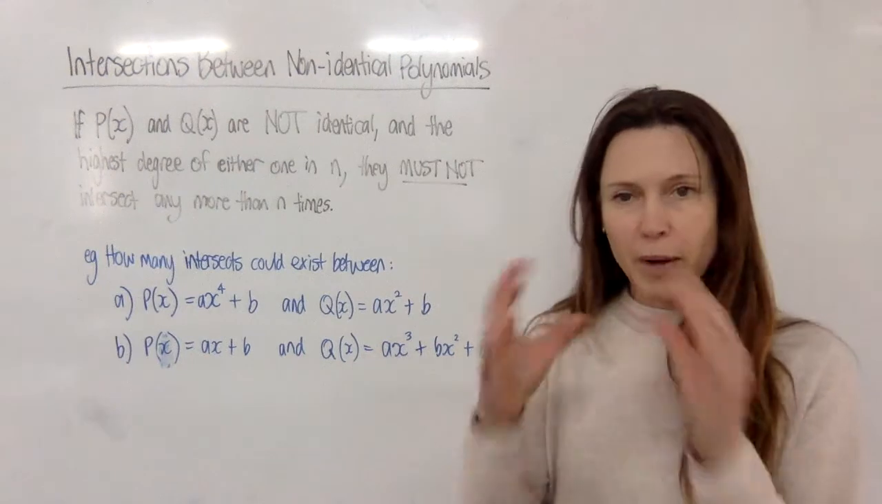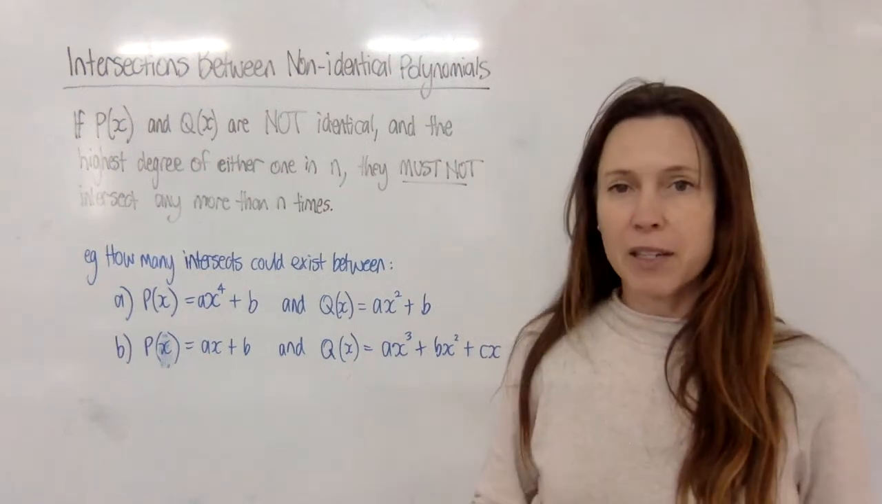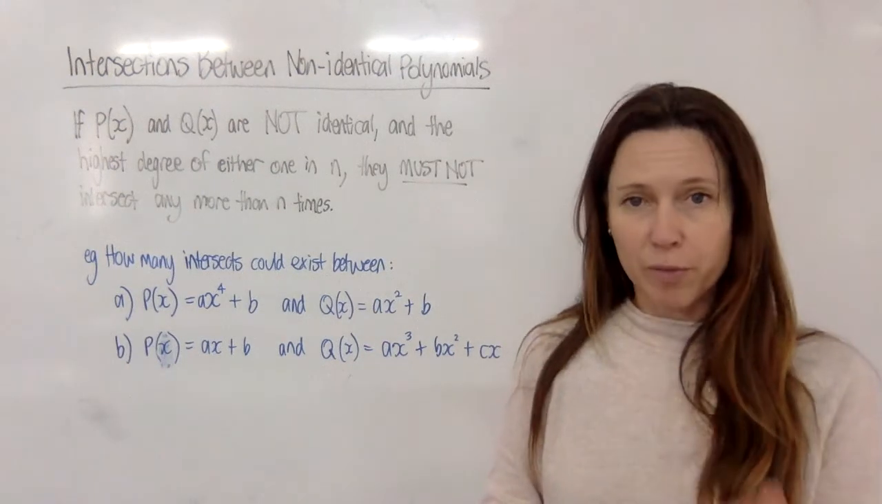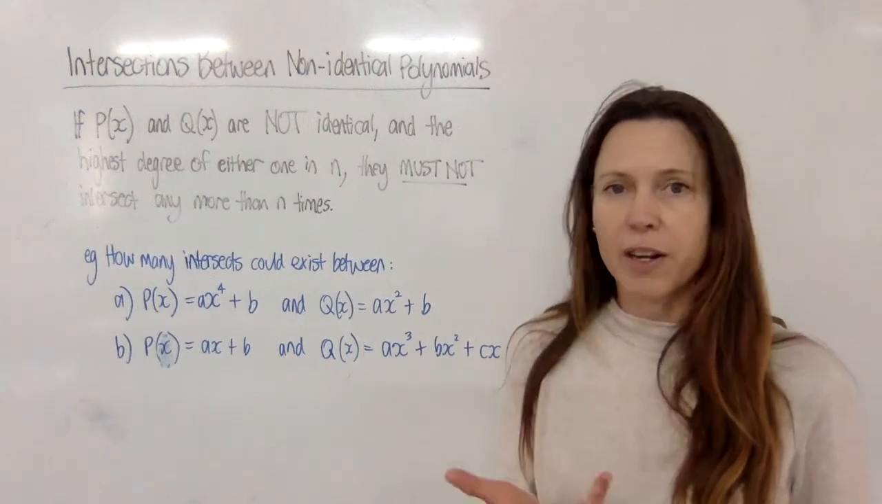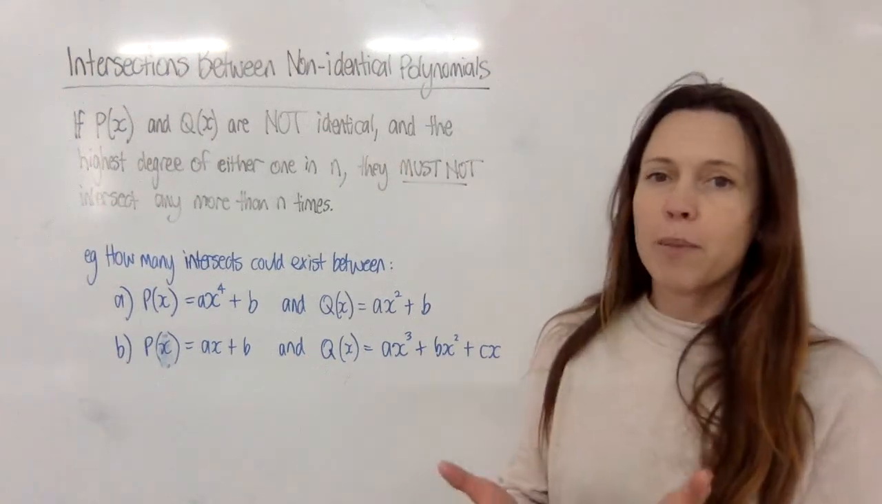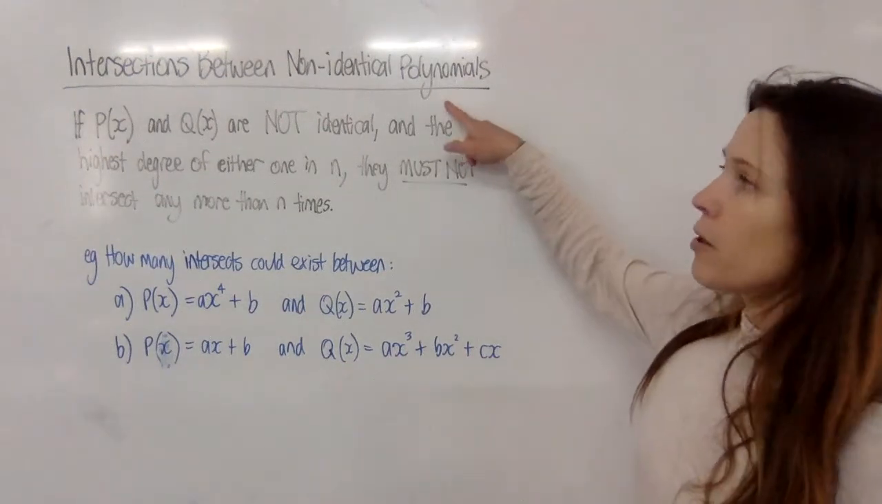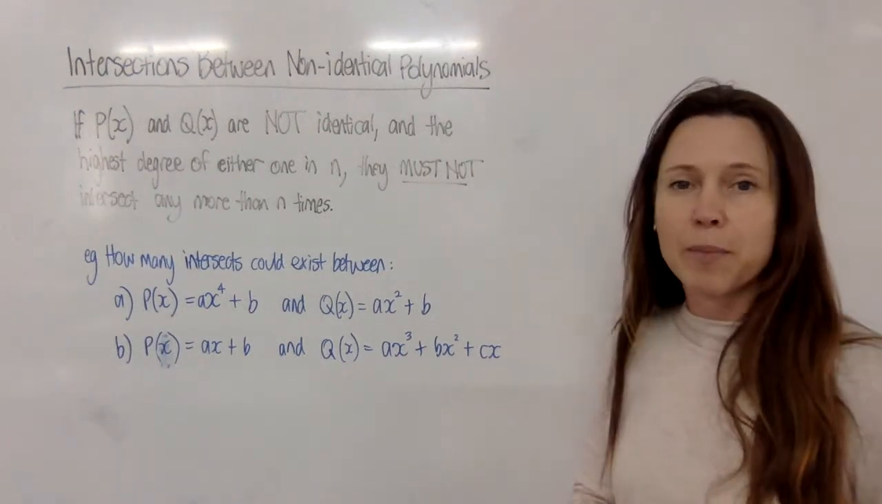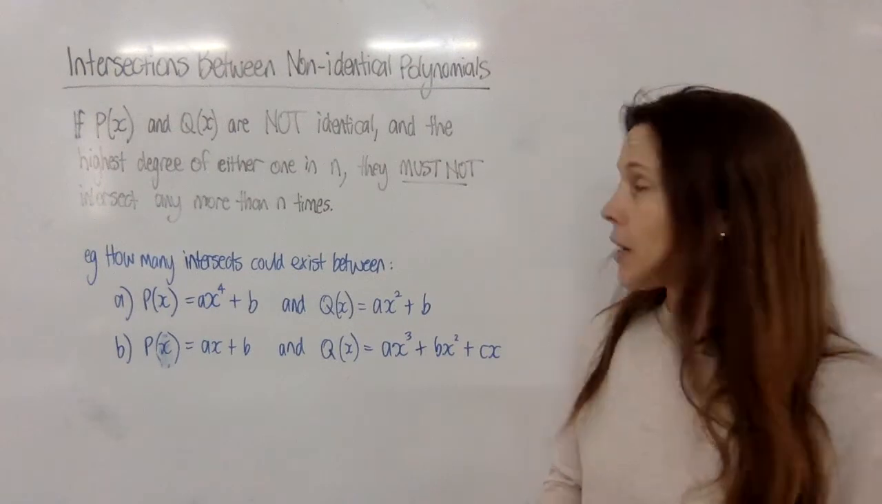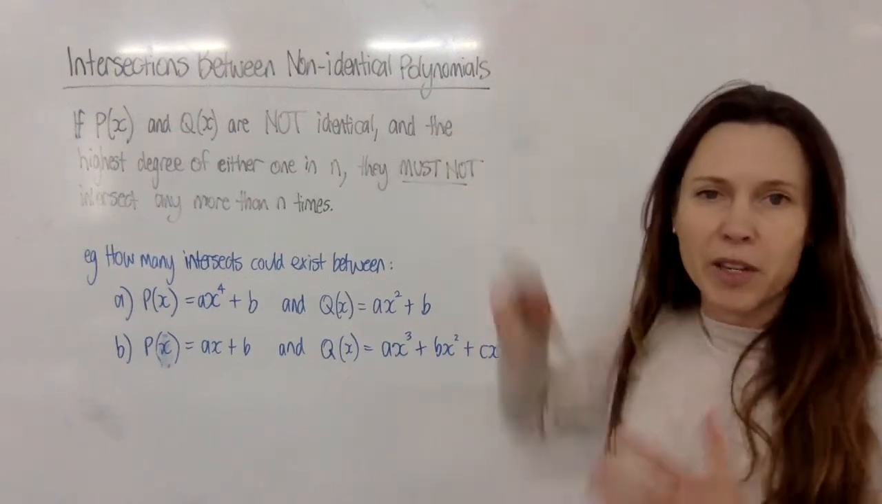We know that for two parabolas to be the same parabola, they must share not just 2, but 3 points, okay? Because the degree of a parabola is 2. So if they're sharing 3 points, they are in fact the same parabola. But the reverse is also true. So this lets us find some information about the number of intersections we're expecting between two polynomials that are not identical.